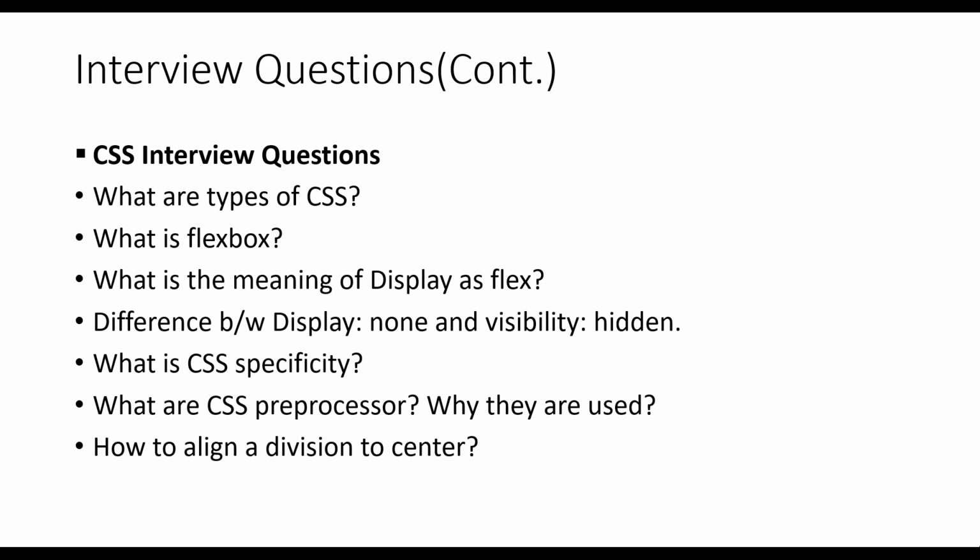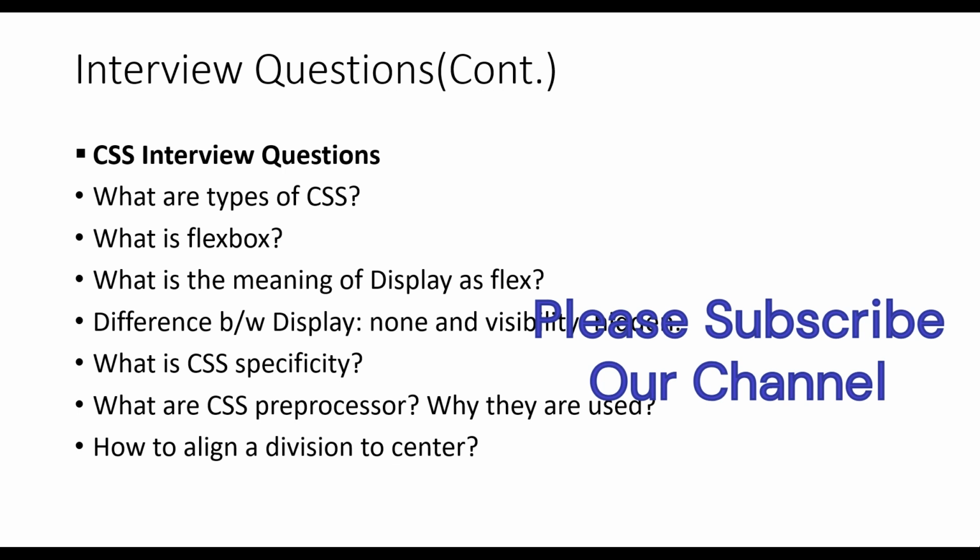And the next question that he asked me was, what is CSS specificity? So basically, when an HTML element or a group of elements is targeted by multiple CSS selectors, the rule of CSS specificity tells the browser which CSS declaration should be applied. So that is basically a task of prioritization. So that is basically CSS specificity.